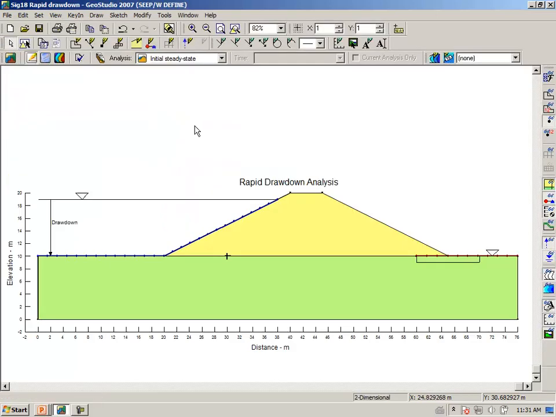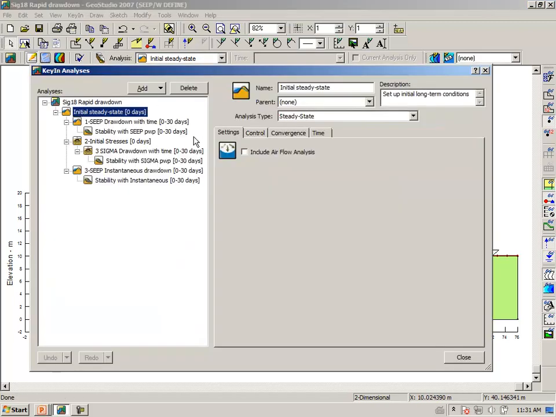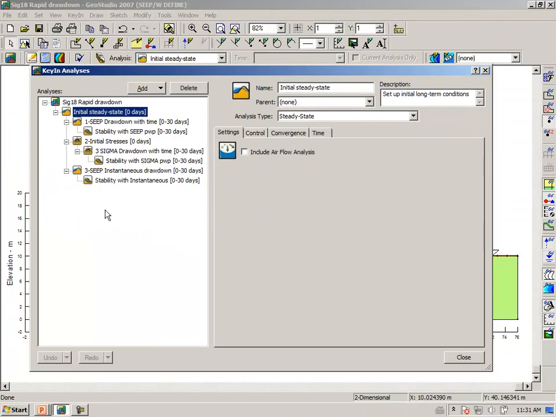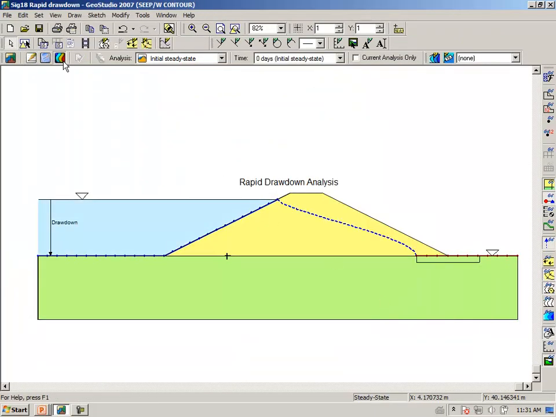To begin with then, what we need to do is establish the long-term steady-state case, and in this particular case our analysis is a SEEP analysis. It's a steady state analysis, and you are all familiar with how to do this by now, and so we can briefly look at the results. And here is the long-term steady state condition to establish the initial pore water pressures.